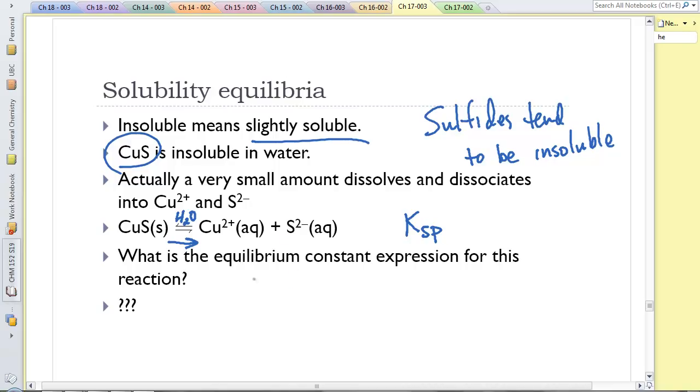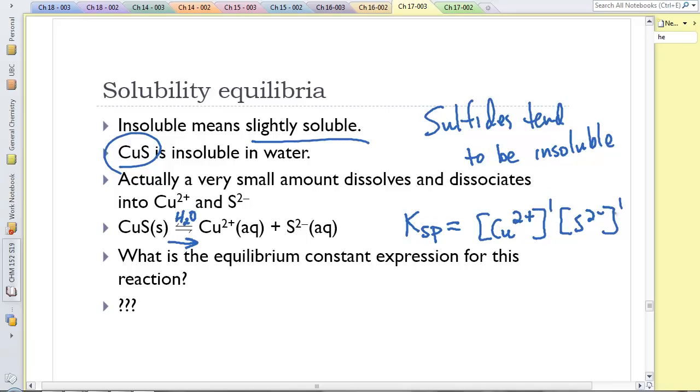Now let's write it out. We have a pure solid and a pure liquid on the reactant side. Those aren't in there. So it's just the product ions. Copper 2+, raised to the power of the coefficient, which is 1. Sulfide, raised to the power of the coefficient, which is 1. Of all the equilibrium problems we've done so far, I think these are the easiest, because the only thing that goes into the expression are the product ions. That's it.